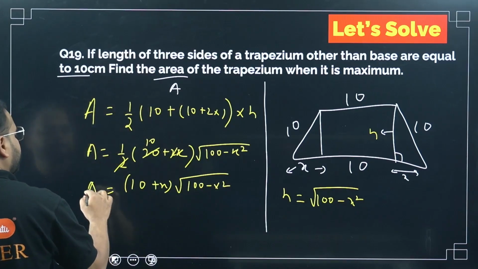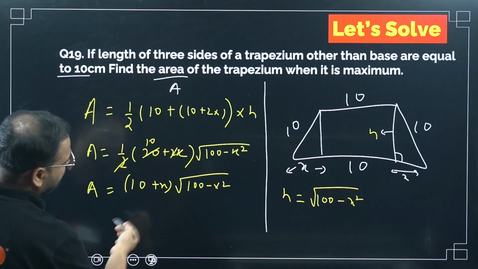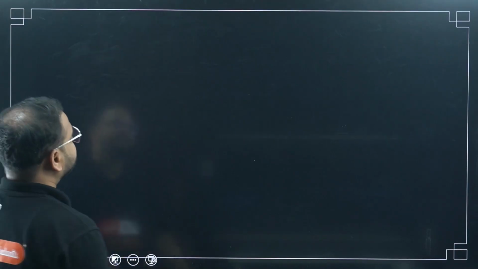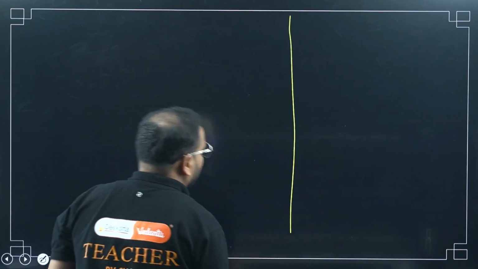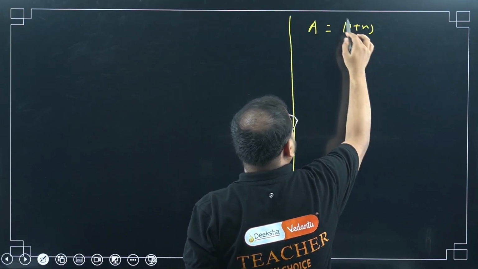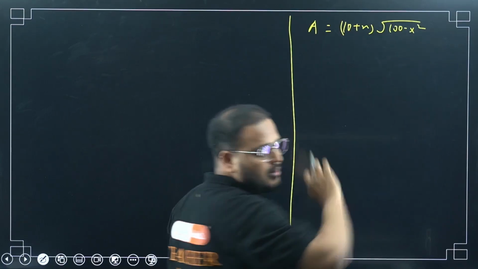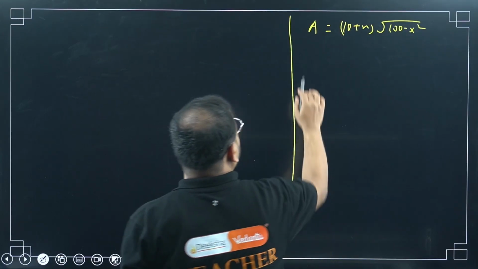This is my area. I have to find the derivative of this. Can I find it over here? Let me do it in the next step. So what is my area? I got it as 10 plus x times root of 100 minus x square. Yes or no? Yes, 100 minus x square. Find the area derivative.